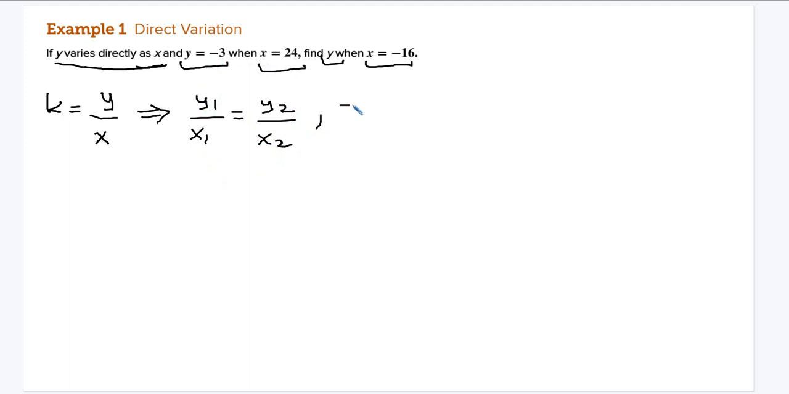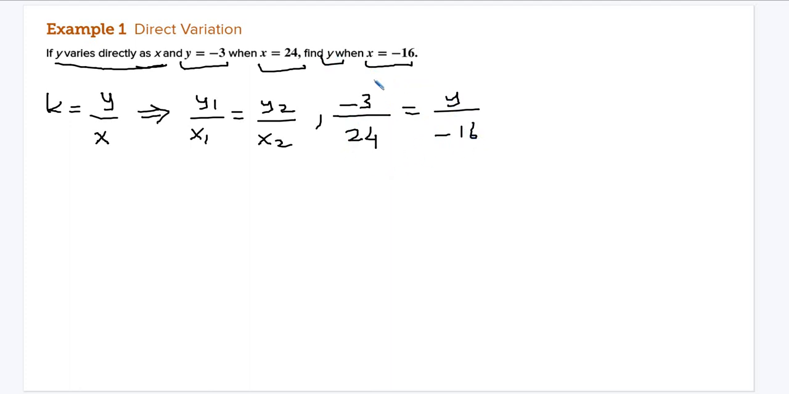Y is negative 3 for the first quantity, that is y, negative 3, over x is equal to 24. Okay, this should be equal to y2 over x2, which is the second value of y that we are looking for, over the second value of x, that's negative 16.